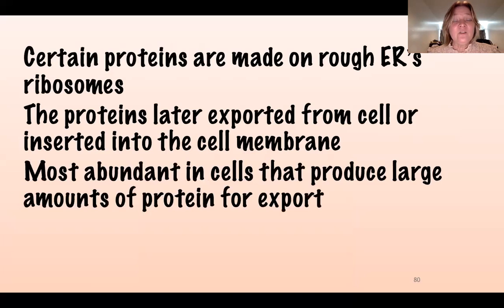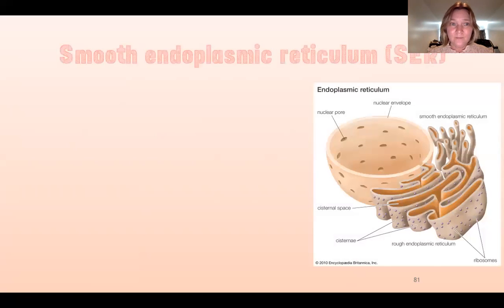The cells where you find the most rough ER, where they're the most abundant, it means that these cells are producing large amounts of protein for export. Again, the structure is because of its function. Form follows function. If the function of a cell is to produce proteins to be sent out of the cell, you're going to find lots of rough ER there, because that's the whole function of the rough ER.